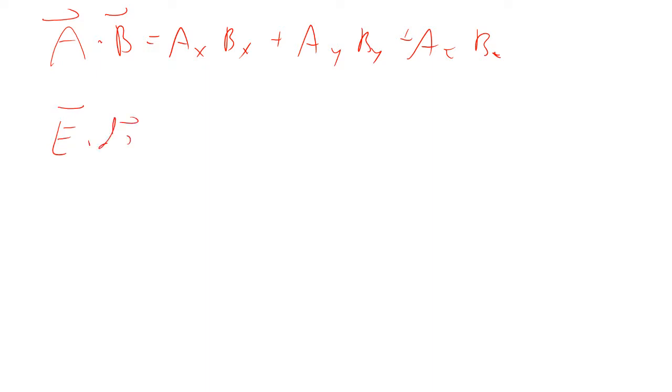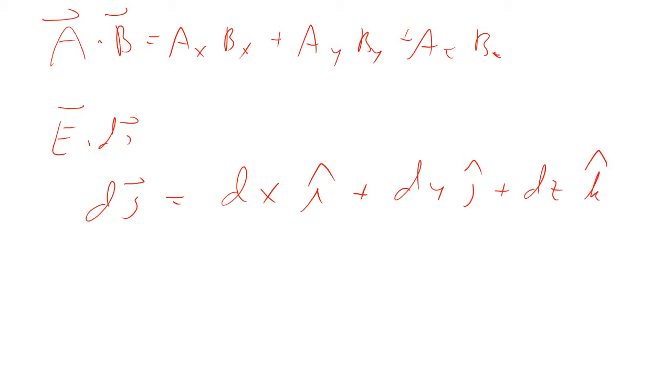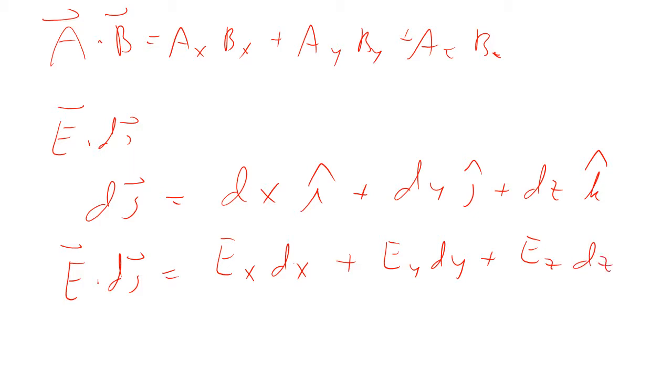Remember in physics 1, A dot B, this was chapter 3. That's AX BX plus AY BY plus AZ BZ. So that would mean that if we are talking about E dot ds, well, we just need to know what is ds. So ds is our little differential distance. So that's going to be the differential x in the x direction plus the differential y in the y direction plus the differential z in the z direction. So E dot ds is going to be basically EX dx plus EY dy plus EZ dz.